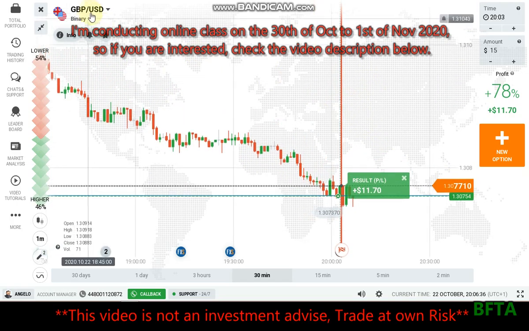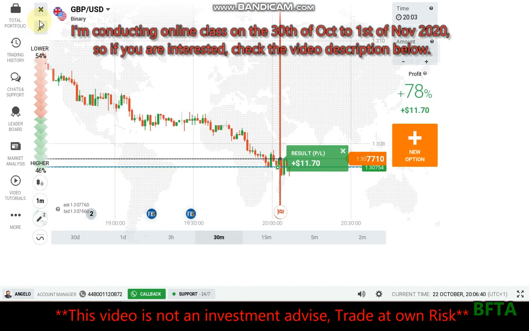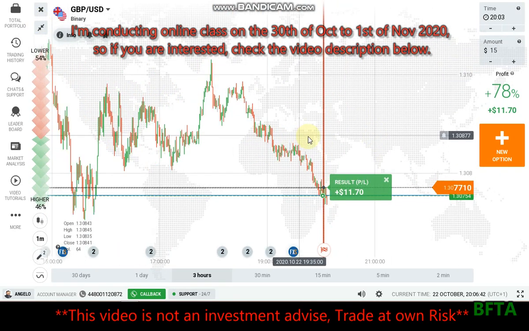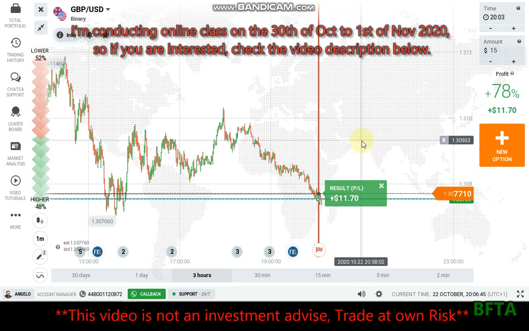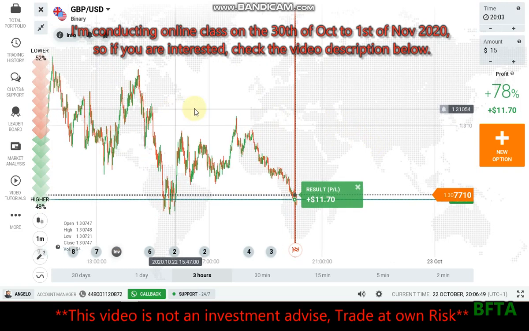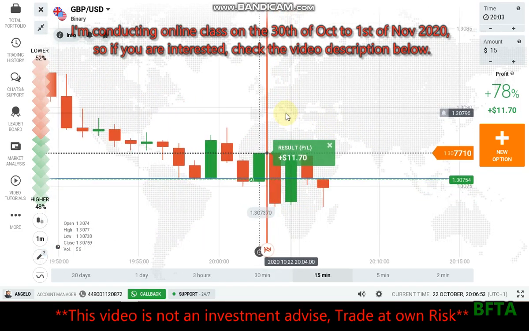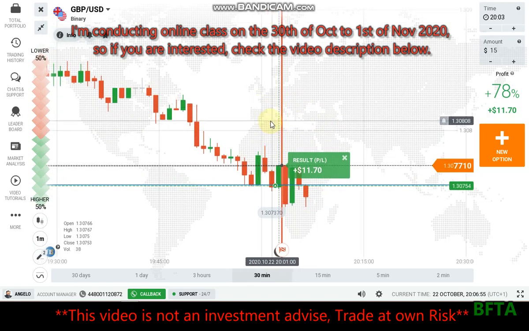Okay, so I took 6 trades, 5 ITM, 1 OTM because of my entry. This is how we can predict candlestick. This is how we can analyze the market. First thing, you have to analyze the chart, the market structure. So if you learn how to analyze the market structure, it will be easy for you to predict candles.